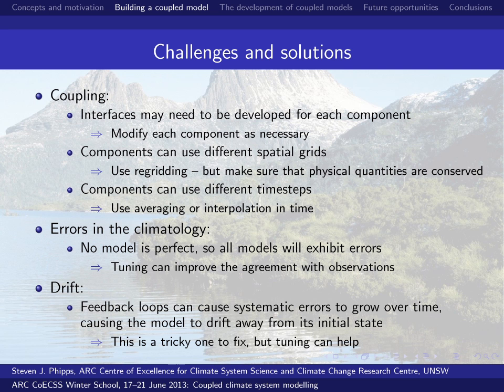Let's say, for example, many ocean models are too cool in the Eastern Pacific. If you're running your ocean model by itself, it's a bit too cool, and that's the end of the story. You couple it to an atmosphere model, and of course your ocean model is a bit too cool. Well, now suddenly the atmosphere cools down as well, so the heat flux into the ocean changes, so the ocean cools down a bit more, and so on and so forth. This is a big problem within models: the model can systematically drift away from its initial state over time. It's a tricky one to fix, but tuning, of course, can help here.